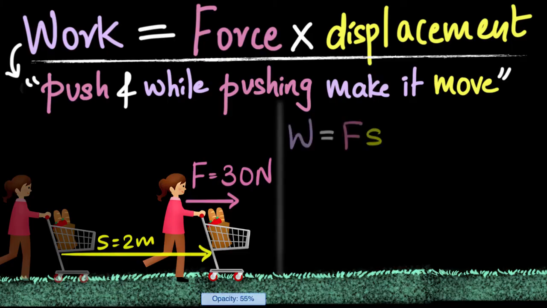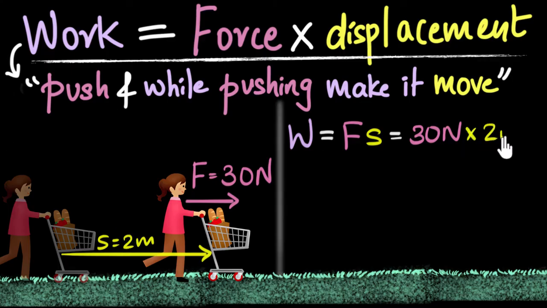Okay, work done is force times the displacement, right? So in our case, the work done will equal to force, which is 30 newtons, times the displacement, which is 2 meters. So that gives us 30 times 2 is 60. And now let's look at the units of this. The units become Newton into meter. So the units of work done becomes Newton meters.